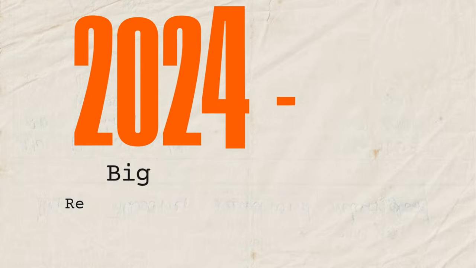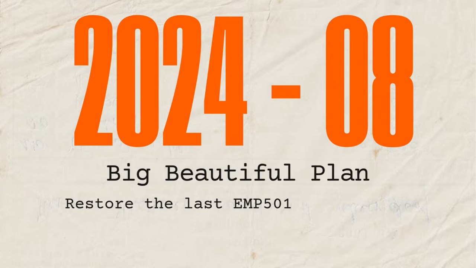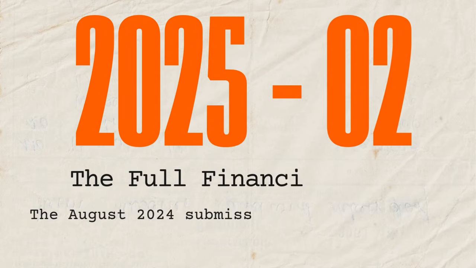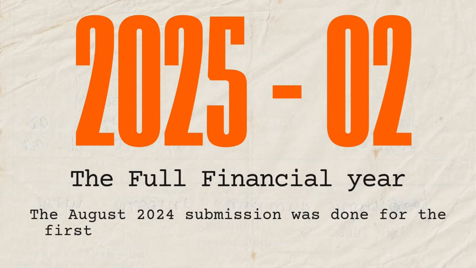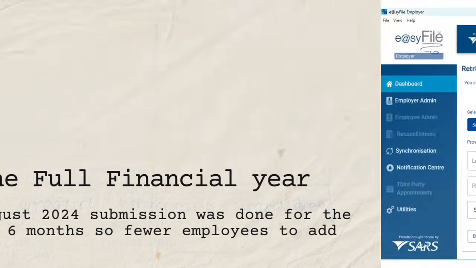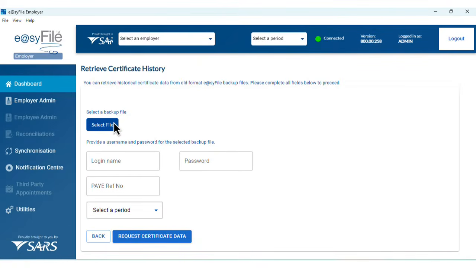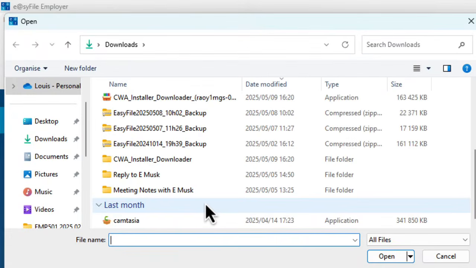My original plan? Restore the backup from 2024-08. That would have been the latest submission for this client, still within the 2025-02 year, which means fewer new employees to worry about. Simple, logical, efficient. So I go ahead and select the backup file. And this is where things start to unravel. There it is, the backup from the 2024-08 submission.